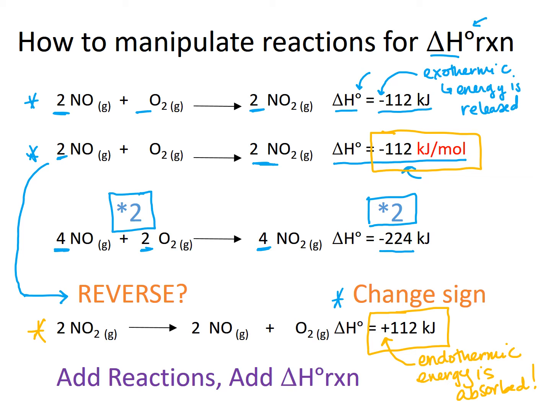And then the very last thing I have down here talks about adding reactions. So if I have more than one reaction and I add them together, what I do is I add my delta H values. So I'm going to walk through just a simple example that's next on how to use Hess's law to manipulate the reactions.